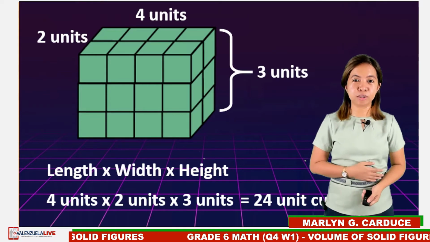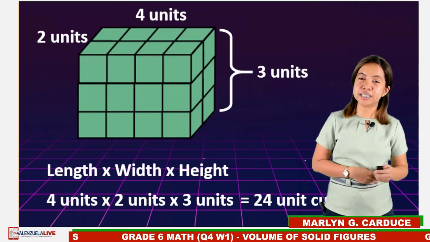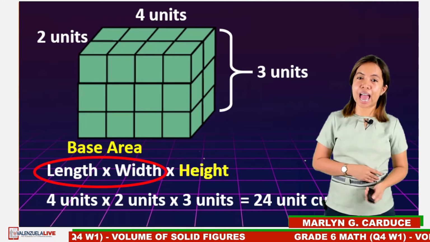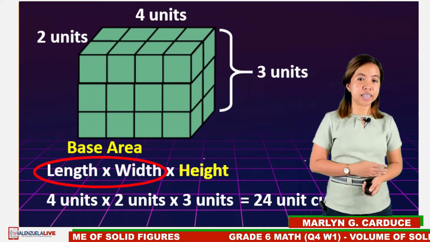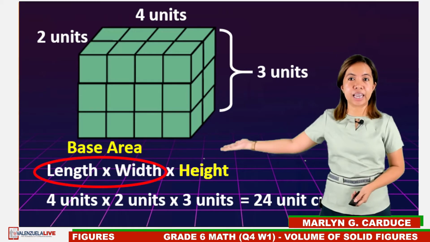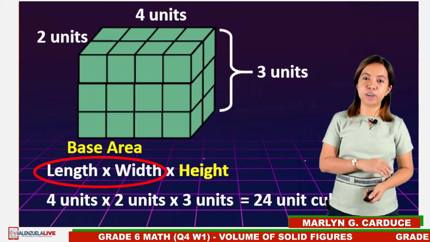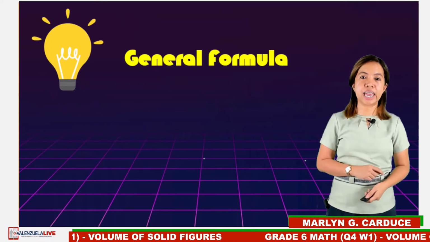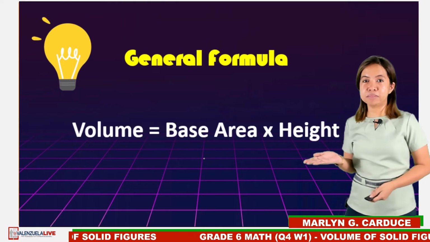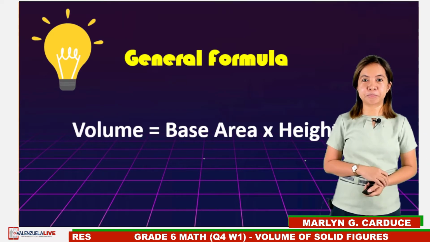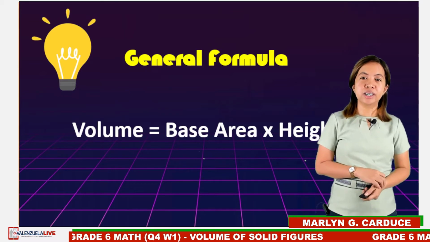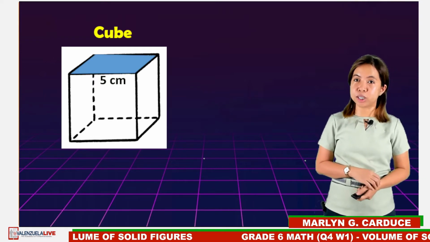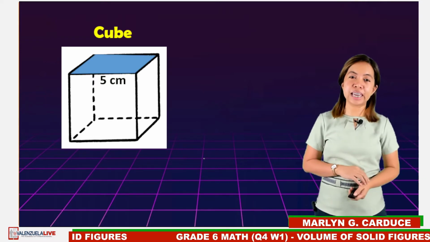Another way to solve the volume of a solid figure is simply by multiplying the area of the base by the height. Recall that the base area is obtained by multiplying the length and the width. Therefore, we can say that the general formula for the volume of a solid figure is base area times the height. The general formula can also be applied in solving other solid figures like cube, triangular prisms, and cylinder.